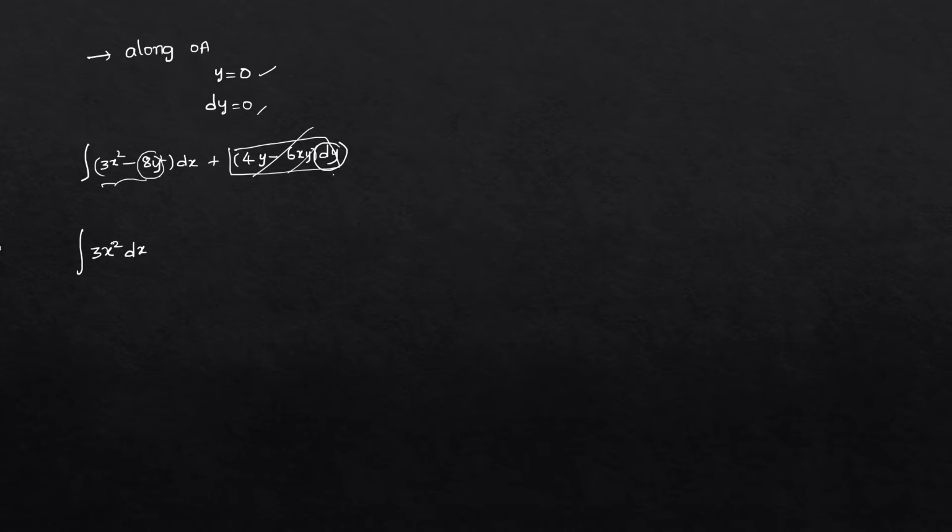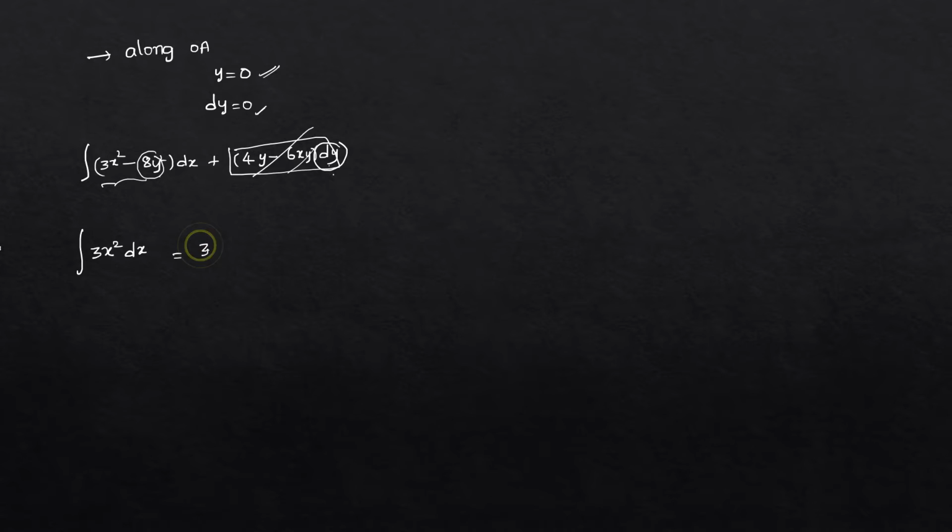Kindly be careful while substituting the limits. So here we already got y is equal to 0 and dy is equal to 0. If we put dy is equal to 0, the entire function is multiplying with dy, so it will become 0. And in the first part, y is equal to 0 means this thing will be 0, and what remains is 3x square dx.